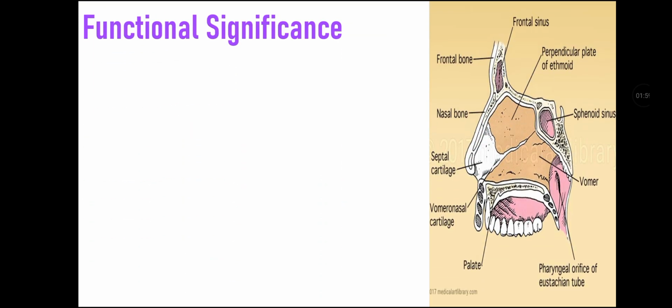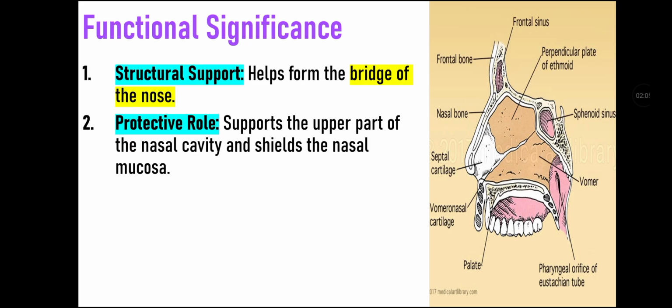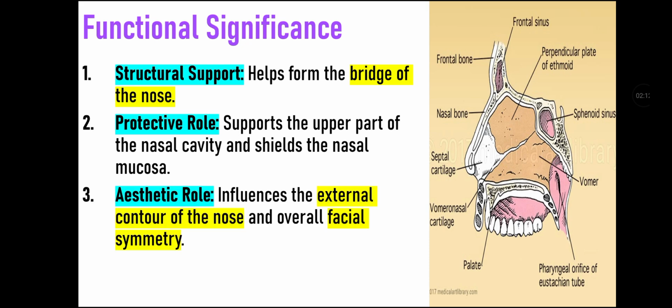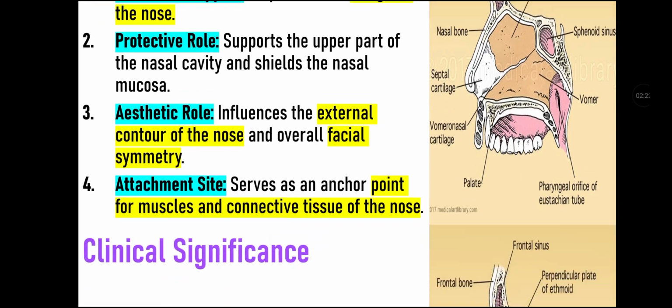Now let's talk about functional significance of nasal bone. First is structural support, as it helps form the bridge of the nose. Second is protective role, as it supports the upper part of the nasal cavity and shields the nasal mucosa. Third is its aesthetic role, as it influences the external contour of the nose and overall facial symmetry. Fourth is attachment site, as it serves as an anchor point for muscles and connective tissue of the nose.